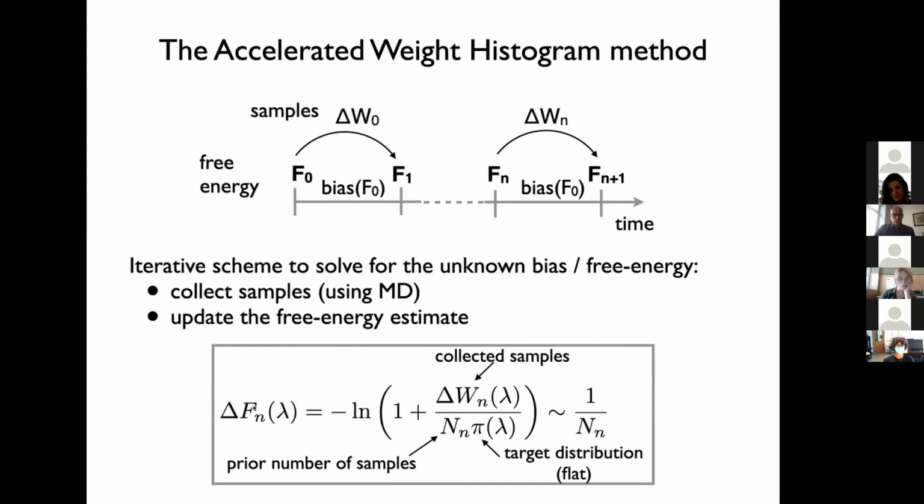So you have a delta Fn, so that's the change in free energy as a function of your reaction coordinate lambda, and that is equal to minus the log of 1 plus the difference of the collected samples. So this is delta W, the samples collected during the last phase, divided by the prior number of samples you have. So that's how much information you have times the target distribution. Your distribution that you want to have is pi of lambda, which is often flat, but could be something different. And these collected samples should slowly converge towards that. So if they match, then actually there's no update at all, or well, it's a constant everywhere, it doesn't change.